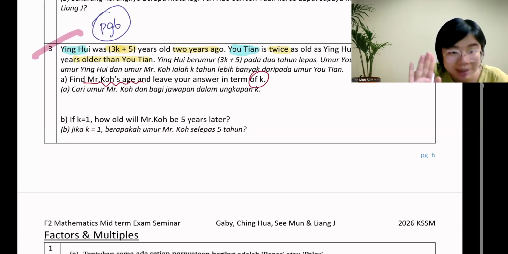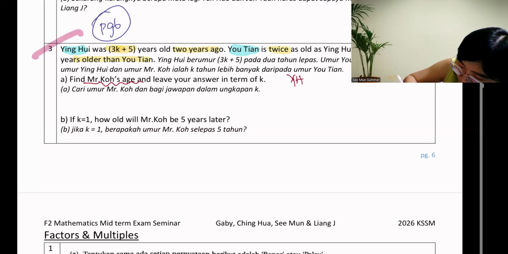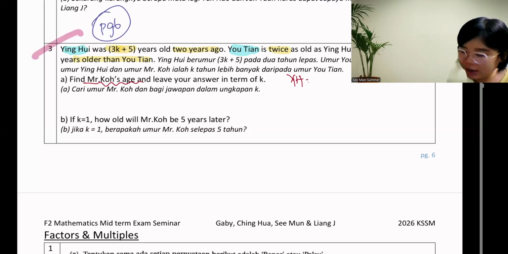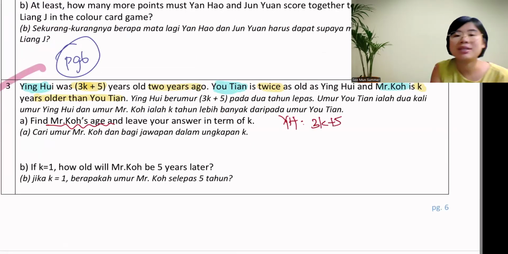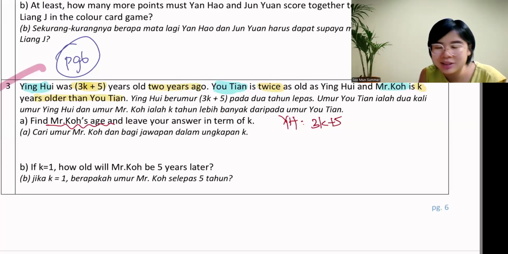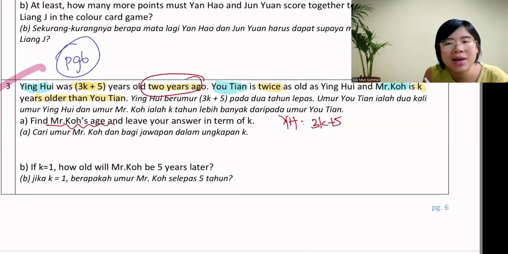Okay, steady, don't get confused. So we settle one by one. Let us solve Ying Hui first. So for Ying Hui, I put YH. Here they say it's 3K plus 5. Don't be scared by the unknown. It's okay. Just think of it as 3 years old, 5 years old, 10 years old. That's it. So they say 3K plus 5 is 2 years ago. So how many years old now?